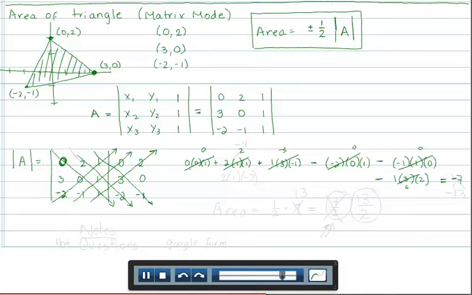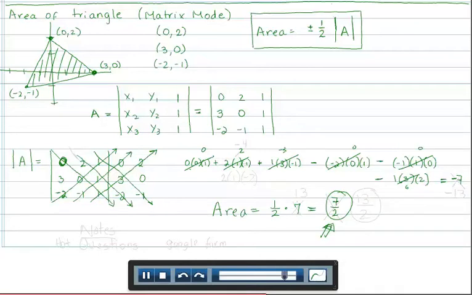Now we're not done. This is just a determinant, okay? The area is going to be 1/2 times negative 7, right? Times 7. We're just going to go ahead and take 7 because we know it's going to have to be positive. We can't have a negative area. And 1/2 times 7 is 7/2. And that is your answer.